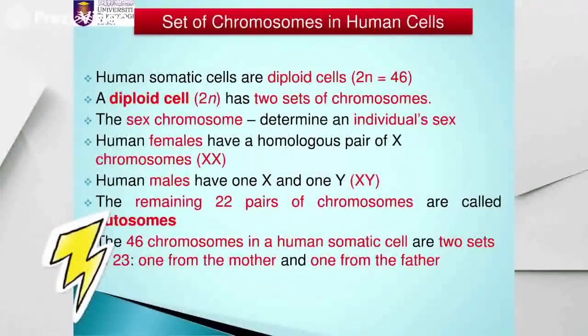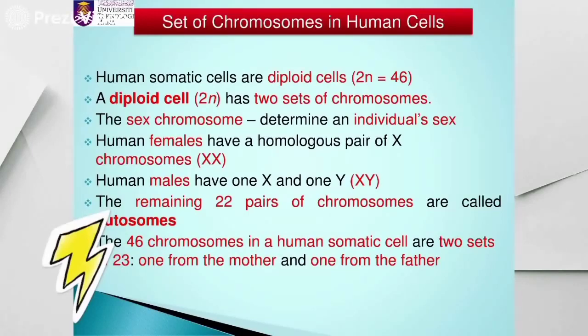Human somatic cells are diploid cells. A diploid cell has two sets of chromosomes. It means a total of 46 chromosomes, or 23 pairs. However, the human gametes such as sperm and ovum consist of 23 chromosomes. Out of these 23 chromosomes, 22 are called autosomes, and the remaining one chromosome is known as the sex chromosome.